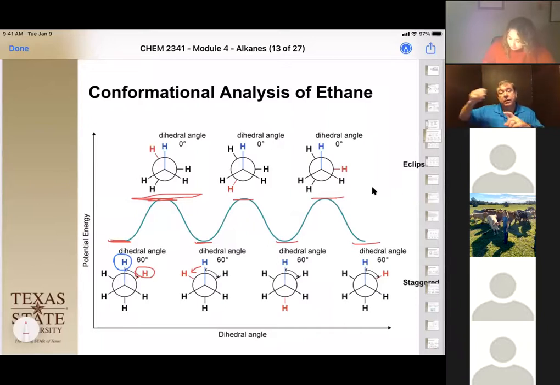Okay, so this is going all the way around, rotating that one methyl group all the way around the other, showing that we have a change in that potential energy as we do it. Staggered is always lowest in energy, eclipsed is always higher in energy. And that's just with hydrogens. What if we change the group so we have something other than hydrogen? Most things are bigger than hydrogen, and so we should see a different effect when we have other substituents.